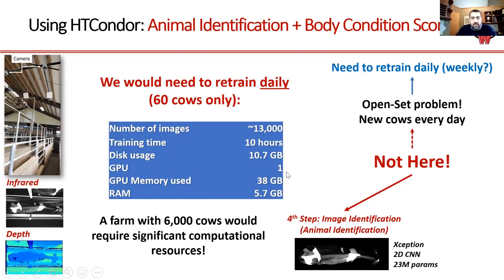If you have more GPUs available, we could decrease training time, so we could train every night possibly. But then going to a farm with more animals, this would also increase. The computational resource would significantly increase.